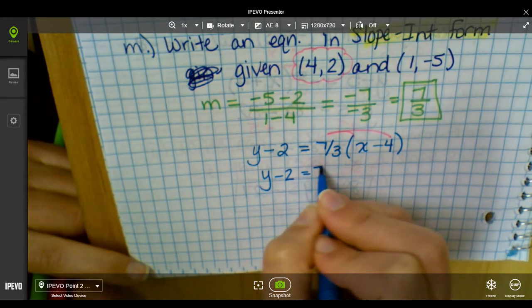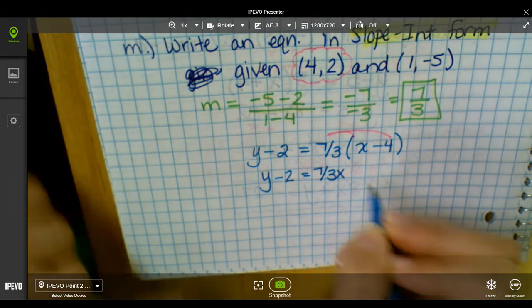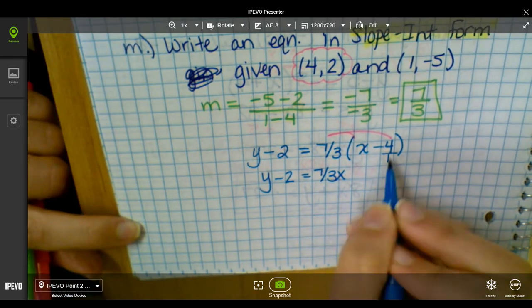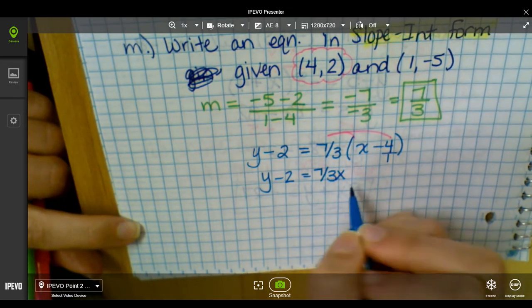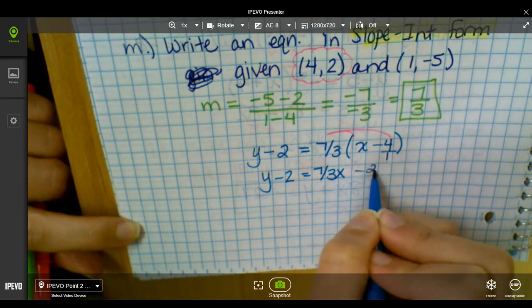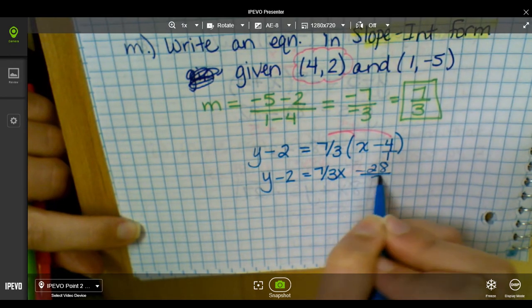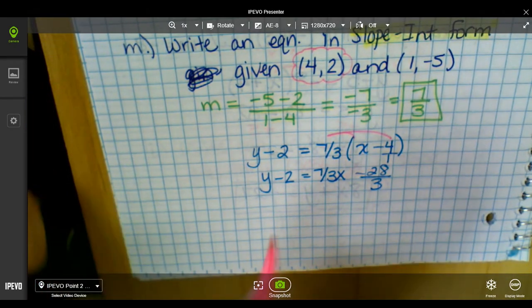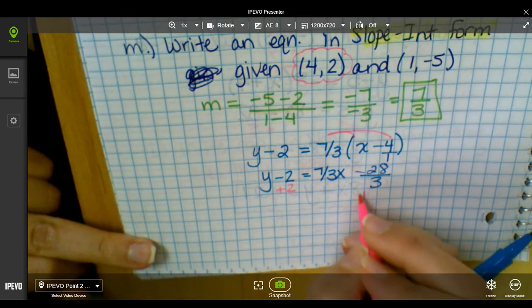Y minus 2 equals 7/3 x. All right, put this one under the 4, and then multiply the numerator. 7 times negative 4 is negative 28. 3 times 1 is negative 3. Then I have to add the 2.